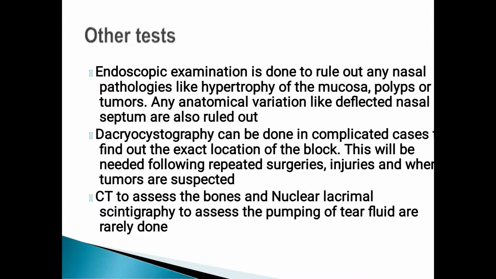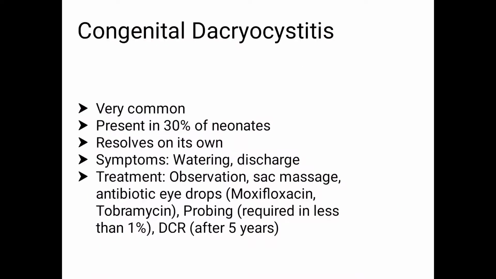We can do other tests like dacryocystography, in which we just inject radioactive dye through the punctum and take X-rays, so we can see the exact level of obstruction. And this test is important if we are suspecting any malignancy or any tumors in the system. We can also do a CT scan, or we can also do endoscopy through the nose.